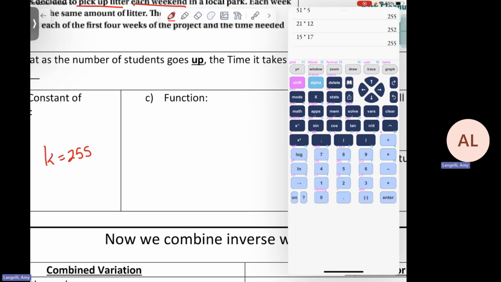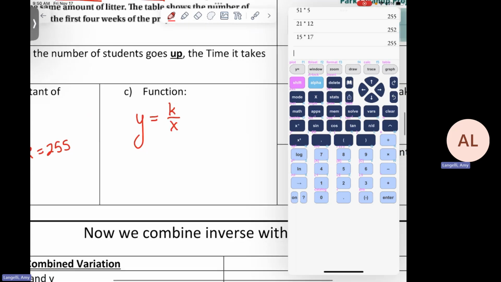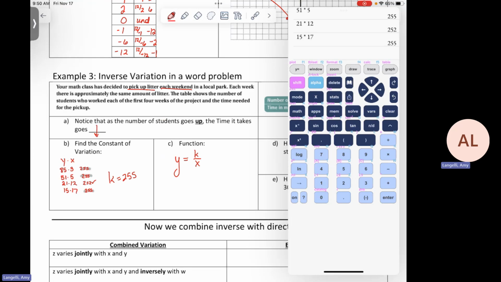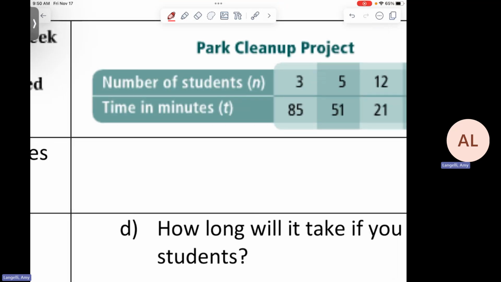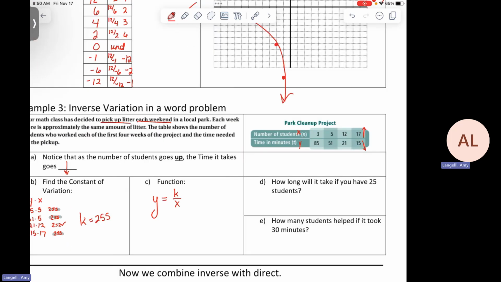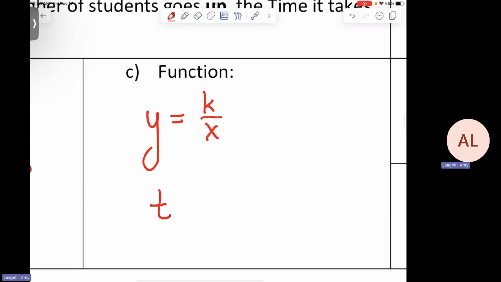And now for the function. Remember, the function for inverse was, do you guys remember, was it k divide or k times? K divide. And I'm going to fill that in. They don't actually want us to use y. They want us to use, what do they have for y? n's our x, and t's our y. So we'll do t equals our 255 divided by n.